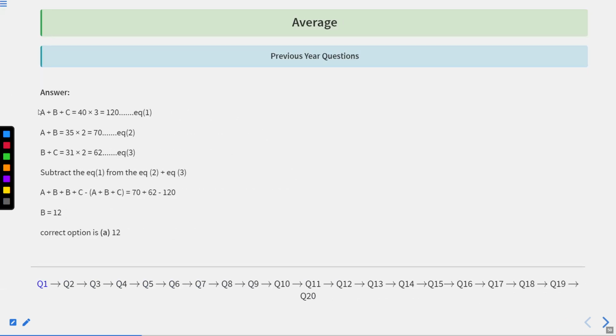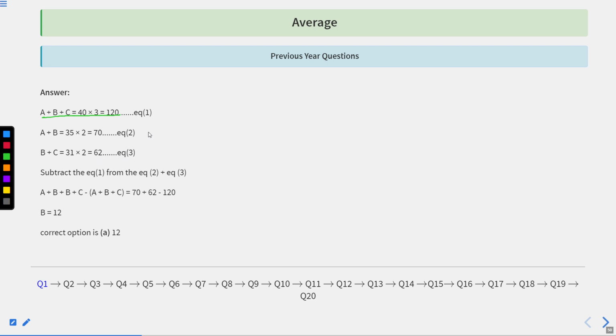So let us have a look at the solution. We are provided with the average weight of A, B, C, correct? Using the formula that sum equals average times the number of observations, we can obtain the total weight of ABC. So A plus B plus C equals 40 times 3 equals 120. Secondly, using the same formula, the total weight of A plus B will be 35 times 2 equals 70. And the combined weight of B plus C is 31 into 2, that will be 62.